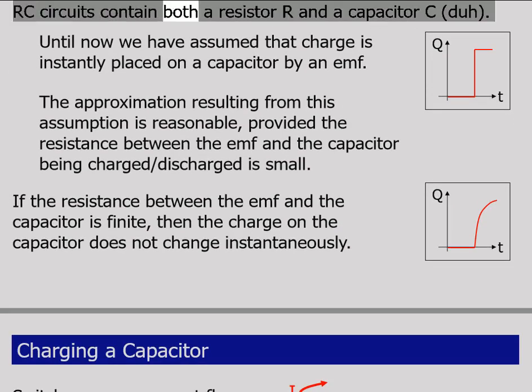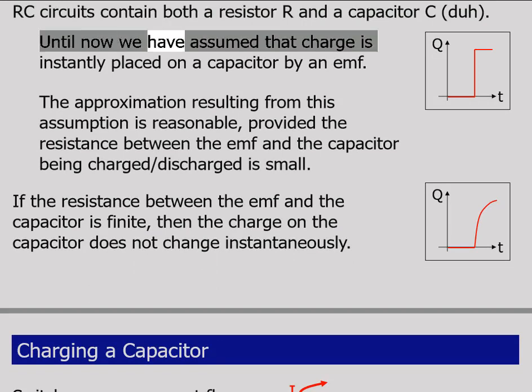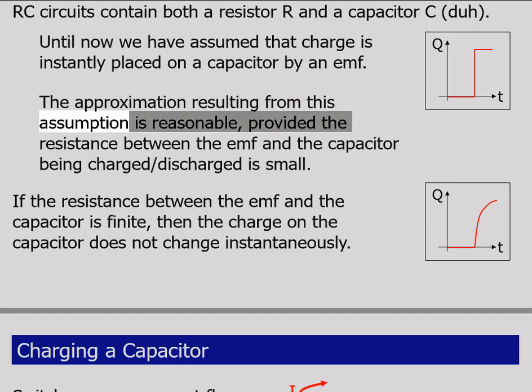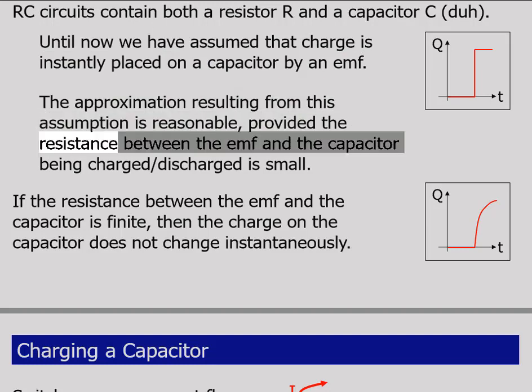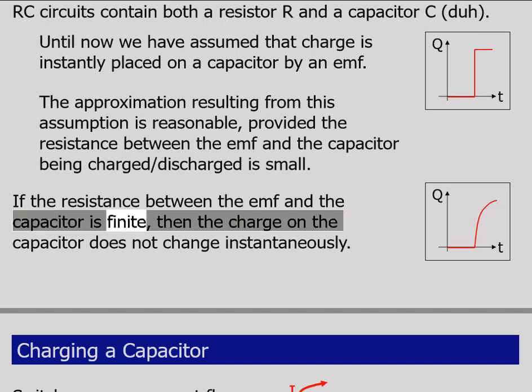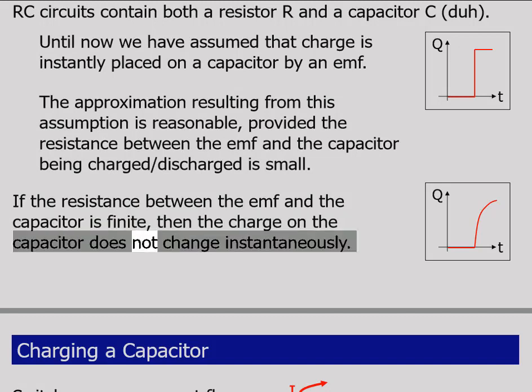RC circuits. RC circuits contain both a resistor R and a capacitor C. Until now we have assumed that charge is instantly placed on a capacitor by an EMF. The approximation resulting from this assumption is reasonable, provided the resistance between the EMF and the capacitor being charged or discharged is small. If the resistance between the EMF and the capacitor is finite, then the charge on the capacitor does not change instantaneously. At t < 0, switch open, no current flows.